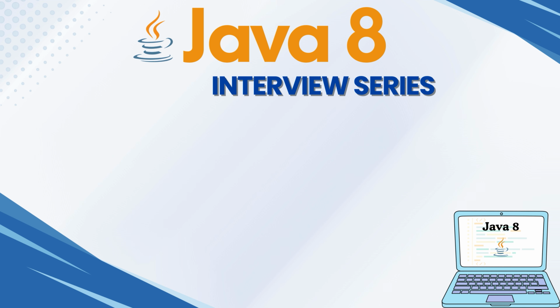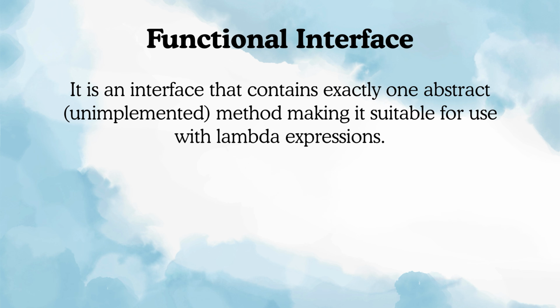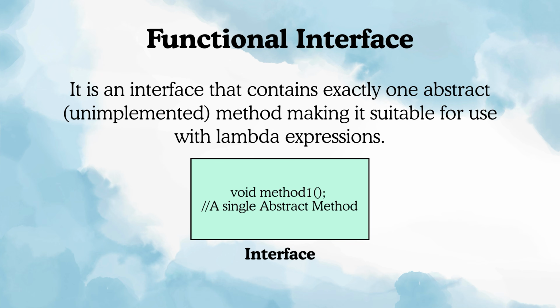In this video, we'll be learning about one of the most important features that Java 8 introduced, the functional interface. What is a functional interface? It is an interface that contains exactly one abstract method, which makes it suitable for lambda expressions. So it's an interface that contains exactly one method which is abstract, not more, not less. Why? Because that makes it suitable for lambda expressions. Now what are lambda expressions? That we'll understand just in a while.